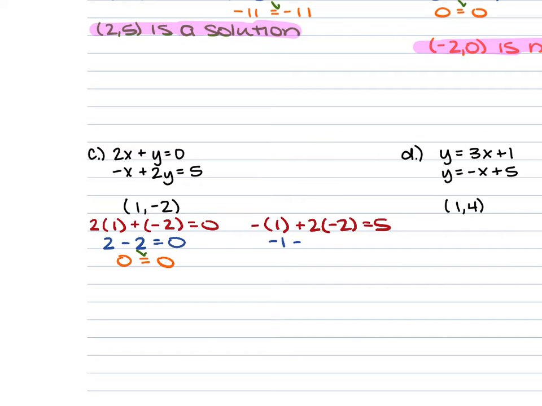The negative 1 minus 4 is negative 5, is equal to 5. Again, we do not have a true statement here, so both of these are not true. So 1, negative 2 is not a solution.